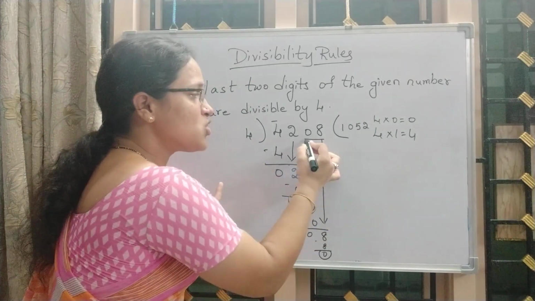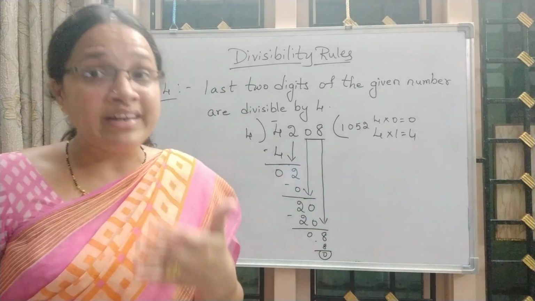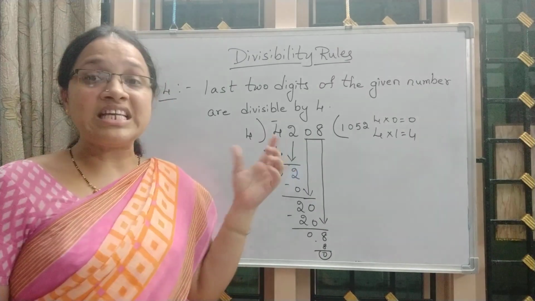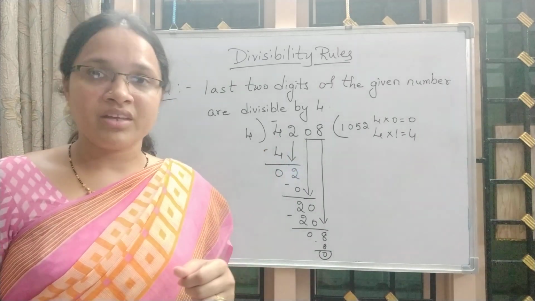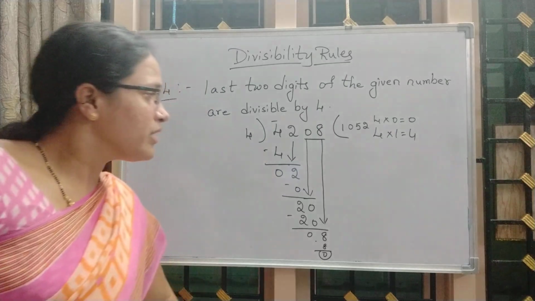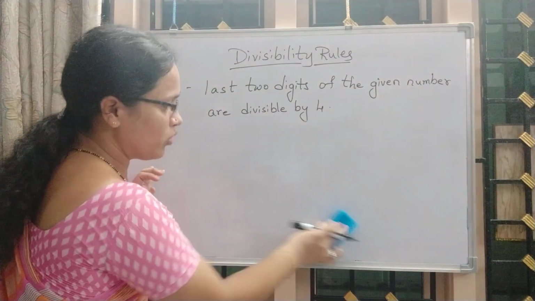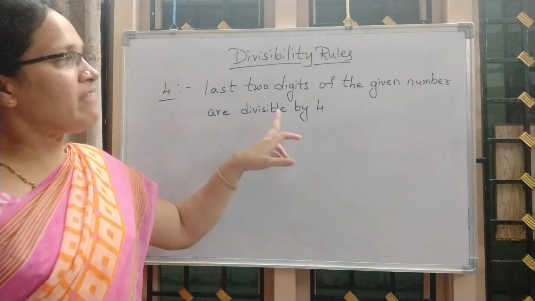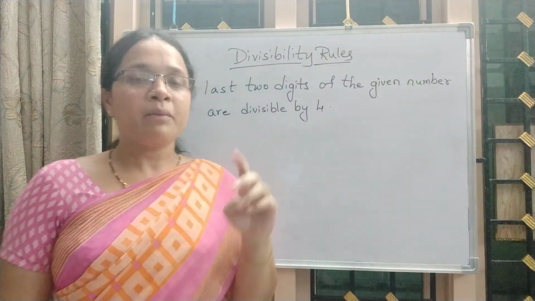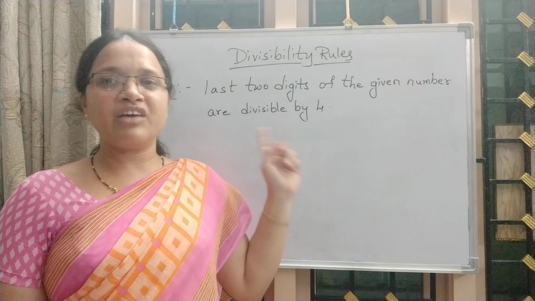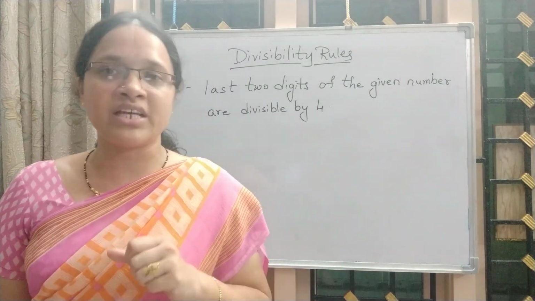By looking at the last two digits, how are we able to identify that the given number is exactly divisible by 4? Yes. Now, let us see one more example regarding this 4 divisibility rule. Here we have another point to be included for 4, because this is actually the definition given in the textbooks.